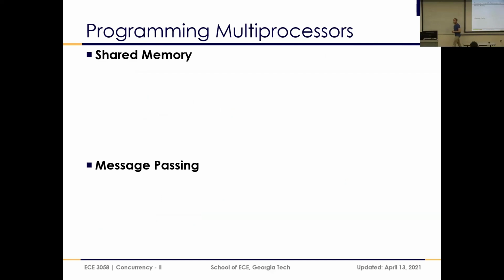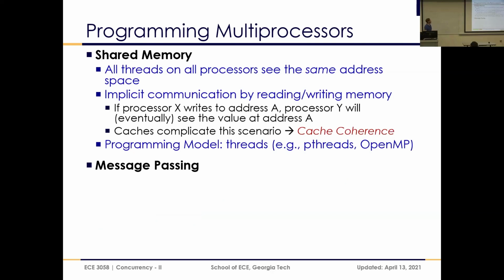Programming multiprocessors. So we have shared memory and we have message passing. So shared memory, all threads on processors see the same address space. This is one technique of doing it. So in this, the virtual memory that you have is shared amongst all the threads of that process, right? And in this, you now have a very strong ability to quickly access data, no matter what core it's running on.